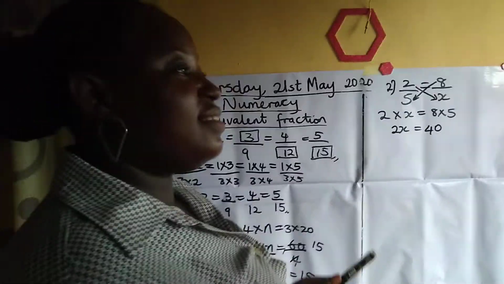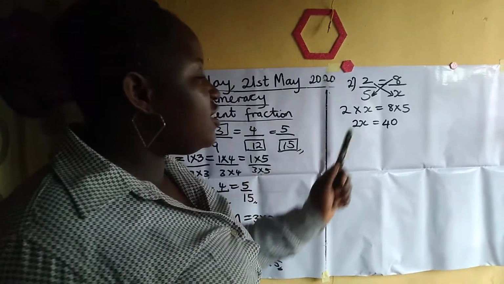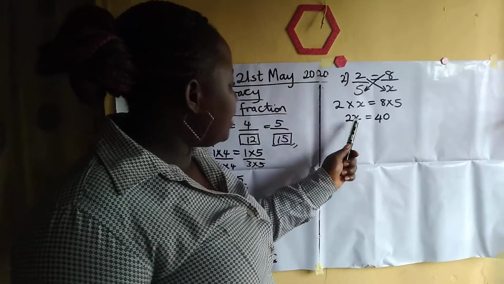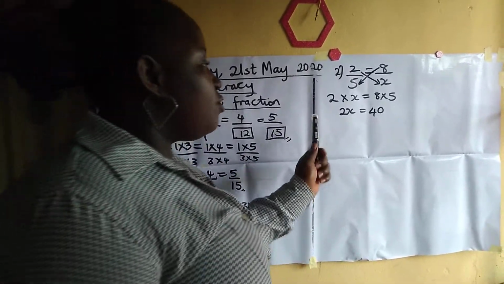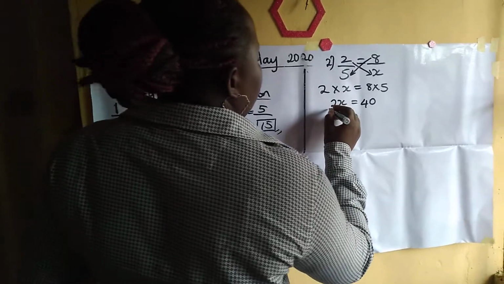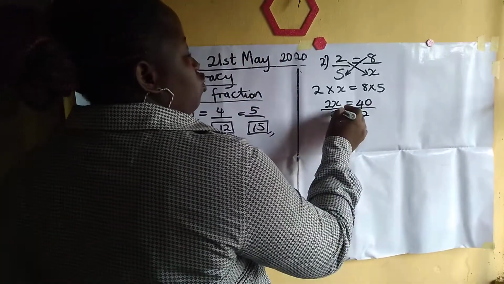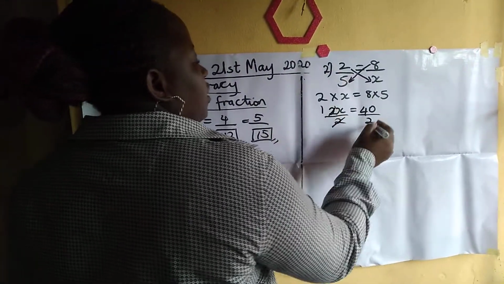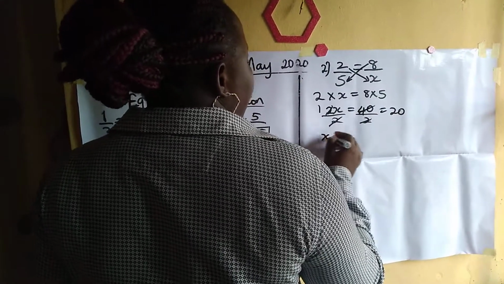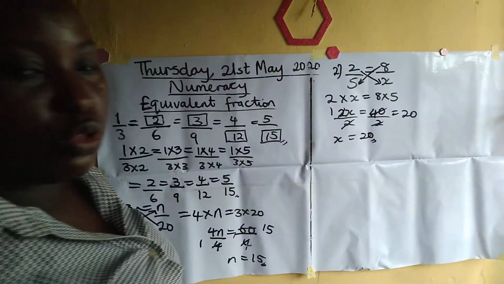Now remember, the next step is to divide by the value of the coefficient. The coefficient here is the number that is close to the letter we are looking for. We are looking for letter x, and what is close to it is 2. So the coefficient is 2. That means we divide both sides by 2. So 2x divided by 2, 40 divided by 2. 2 in 2 is 1. 2 in 40 gives us 20. Therefore, x is equal to 20.